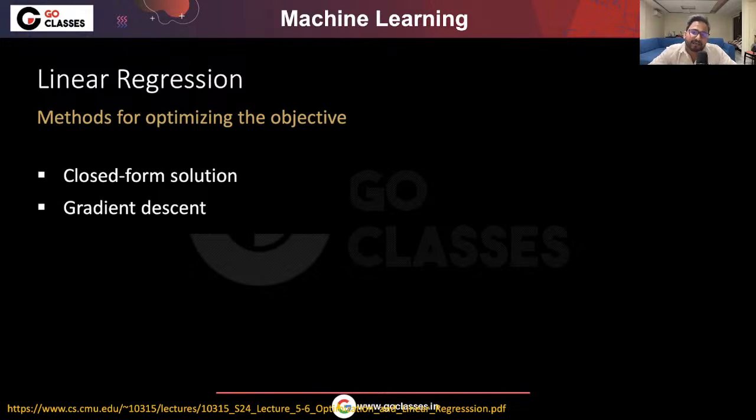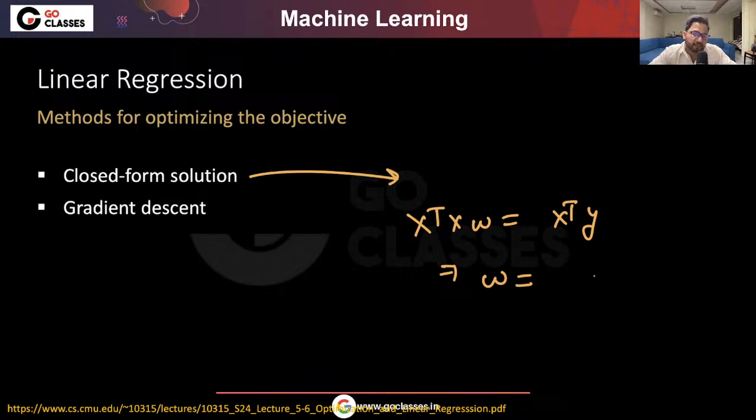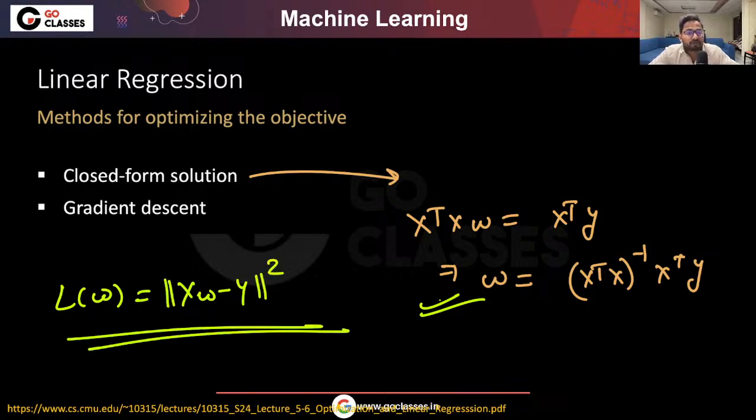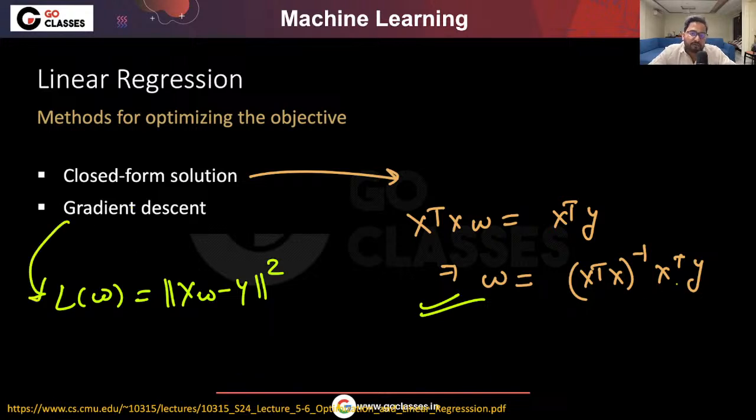For linear regression, we already have a closed form solution, which means we have w directly given as (X transpose X) inverse X transpose y. We already have a closed form solution. But we can also solve the linear regression objective, whose loss function was Xw minus y, using gradient descent. If we directly solve, then we will get these equations, and then we will get this w.